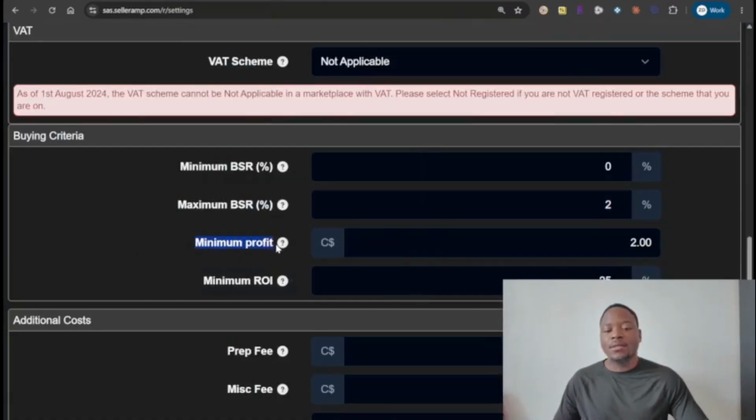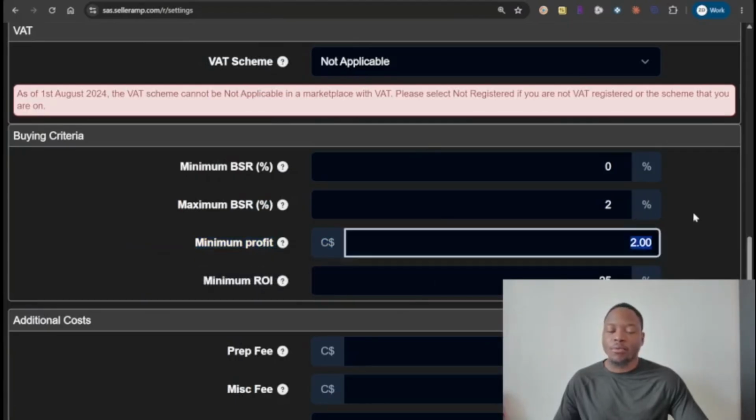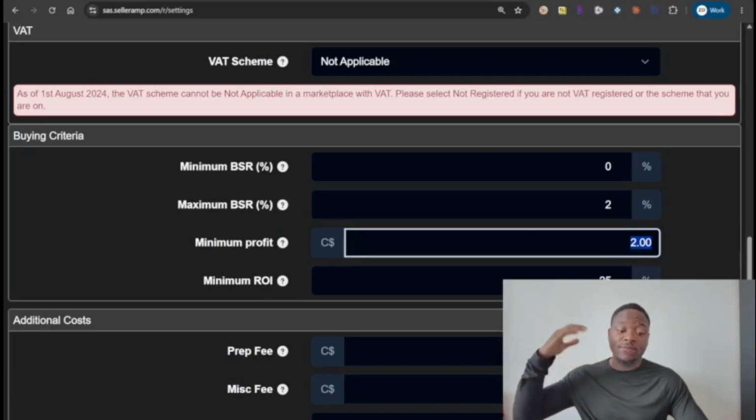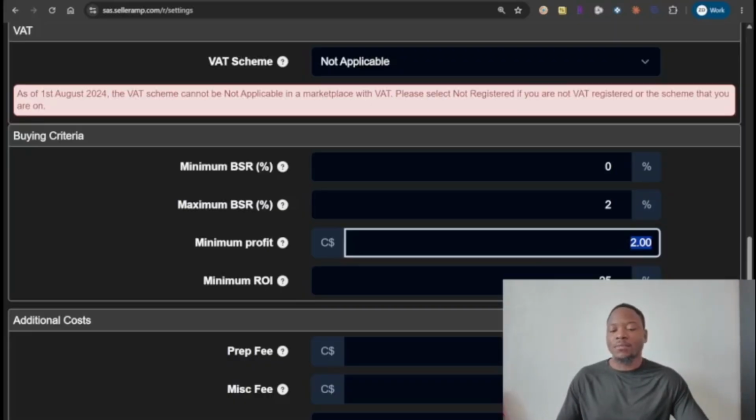Now, the next thing that we want to make sure is set up properly is the minimum profit. I like to keep this at $2. If there is any sort of price fluctuation or anything like that, the $2 profit will save you from it, right? So you still end up making money at the end of the day if there were, let's say, some extra fees that you weren't aware of and things like that. So $2 profit is usually what I like to put it at.